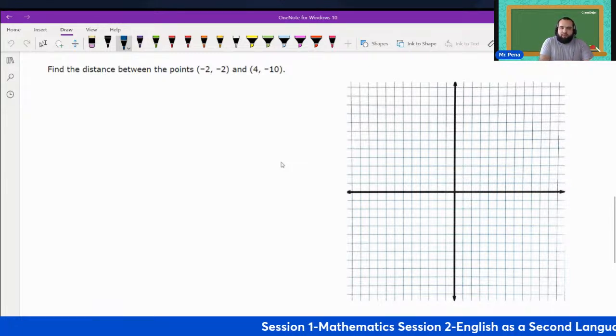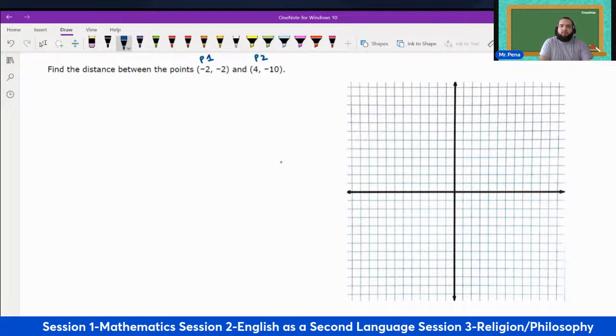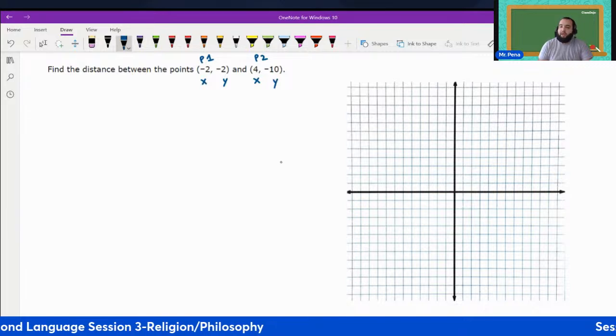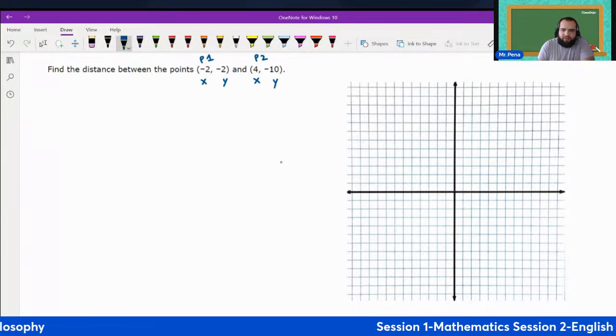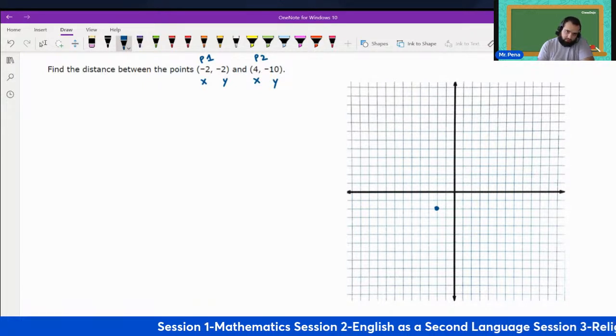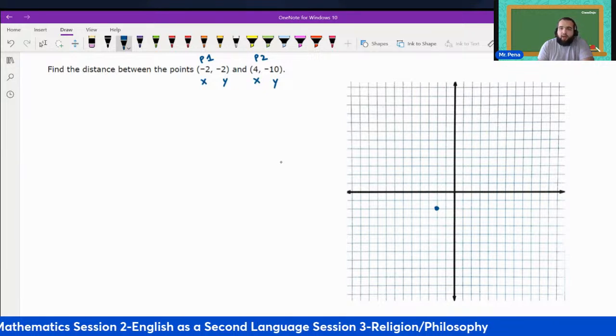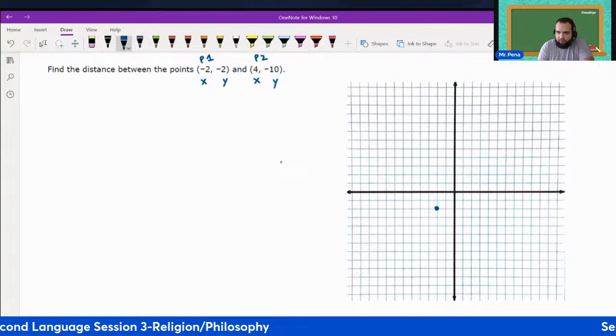So we have 2 points. We'll call this point 1, and we'll call this point 2. So x and y, x and y. We have -2, so that goes left and down. -2 and -2. We also have +4 and -10. So we have 2, 4, 6, 8, 10.